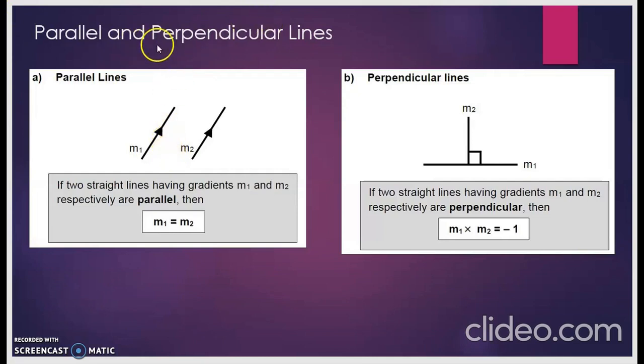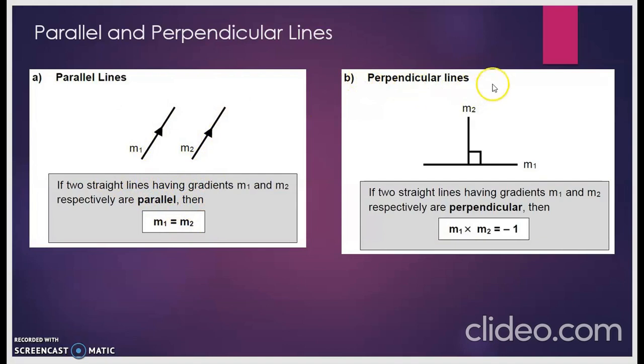Next, we look at parallel and perpendicular lines. So first, we look at the parallel line. So for parallel line, you can see that this is M1 and M2. If two straight lines having gradient M1 and M2, so line 1 is M1, line 2 is M2, respectively are parallel. If they are parallel, then the gradient M1 is equals to M2. It means that the gradients are the same. We can use the same gradient for both lines because they are parallel.